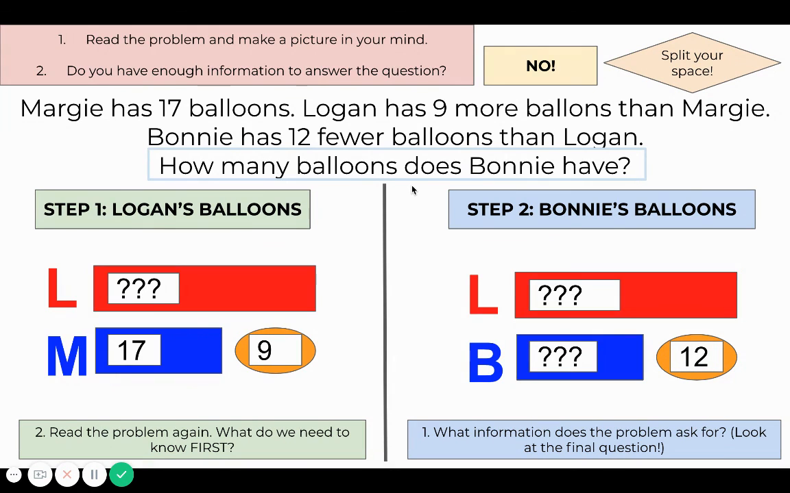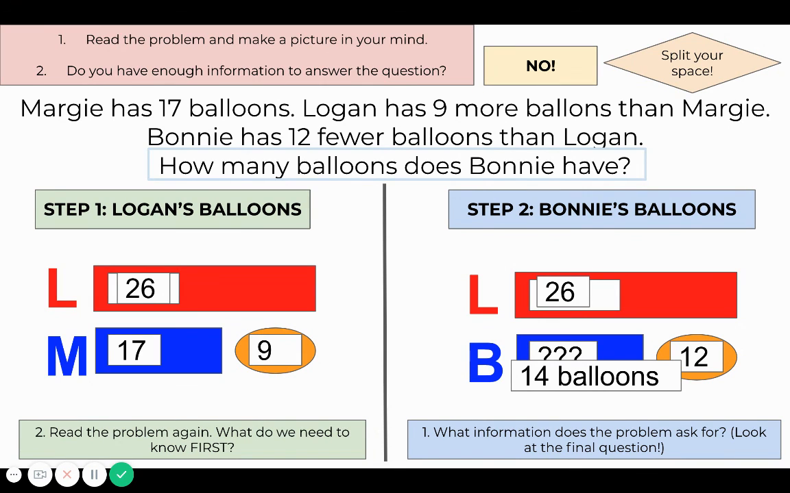If I were to go ahead and solve this, I would find that Logan has 26 balloons. I take that answer from the first step and plug it in to the second step. Logan's 26 balloons minus the 12 fewer gets me 14 balloons, which answers the final question, how many balloons does Bonnie have?